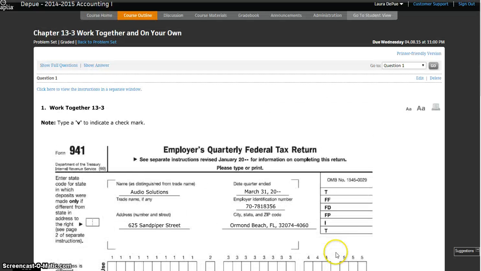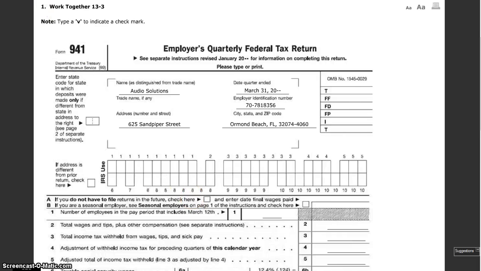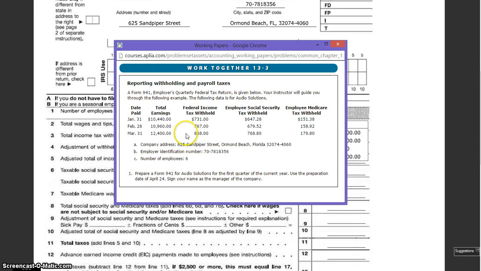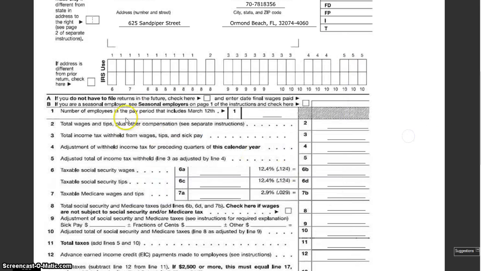So we're going to start by looking back at the instructions, and we see that we have total earnings for our 3 months. We have to add these 3 numbers together, and we get 33,800. These blank lines here have drop downs, which really does help us. So 33,800 is what we get for our total wages and tips plus other compensation. Just total wages is all we have to worry about there.